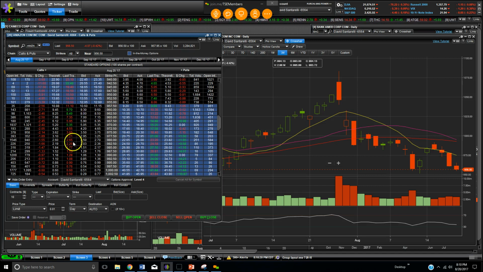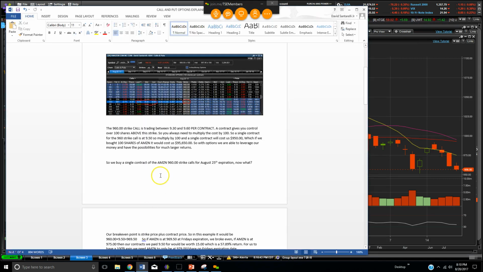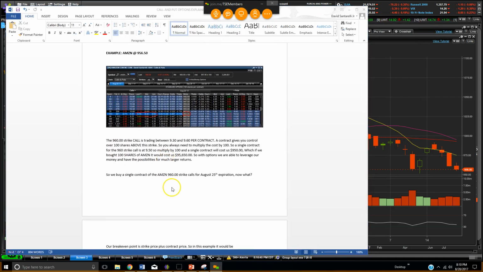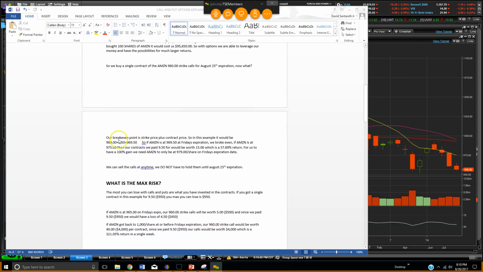The 960 strike. So like we said, if we bought it for $9.50 like I have in this example here, our break even is your strike price plus the price that you paid for the contract. So if you want to know where you need the stock to be for you to break even, it's very simple. Your strike price plus the premium that you paid for that option. So in this example, we're buying the 960 strike call at $9.50. So we need the stock at $969.50 by Friday to break even.